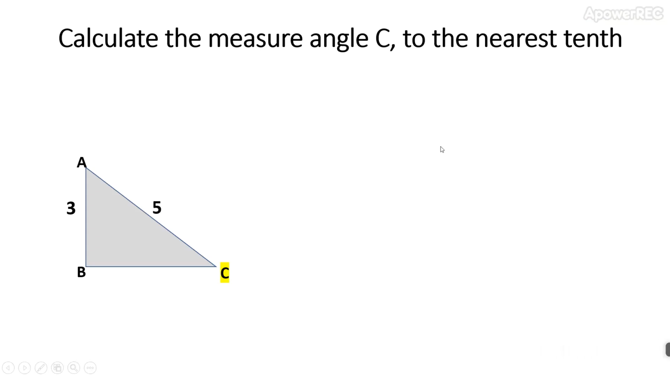Example number 2. Let's calculate the measure of angle C to the nearest tenth. In this case, we have identified angle C with yellow highlighter, and then we have to determine which trig ratio to use. Clearly, if we apply our knowledge of opposite, adjacent, and hypotenuse ideas, we're going to see very quickly that we're using the sine trig ratio. Let's see how this works.